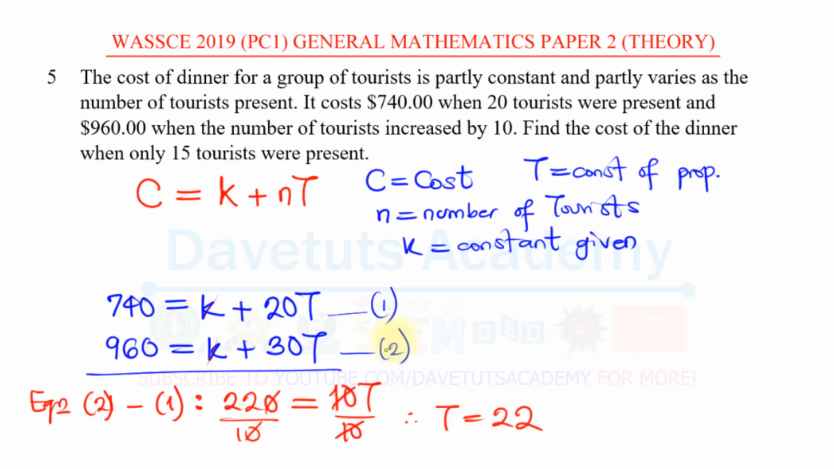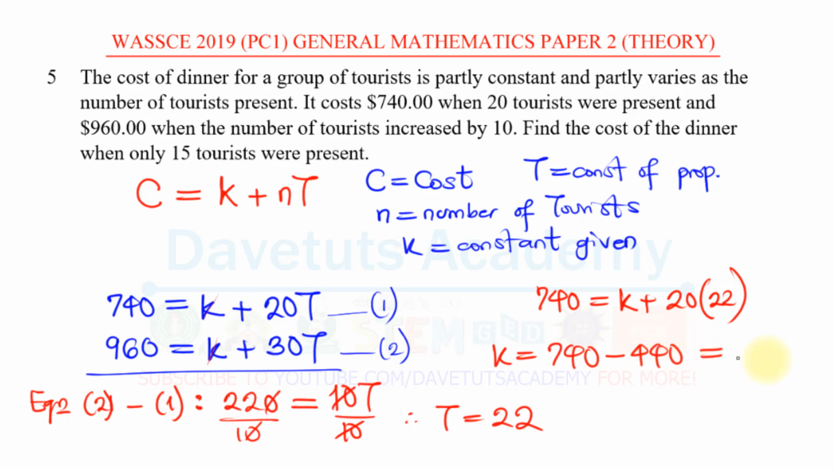Okay? Then using the value of T in, let's say, equation 1, I can now have 740 is equal to K plus 20T. But instead of T, I can use 22, so that K will be 740 minus 20 times 22 will be 440, and that will be 300.